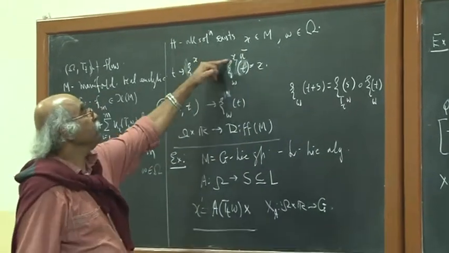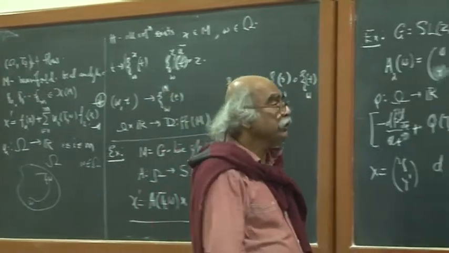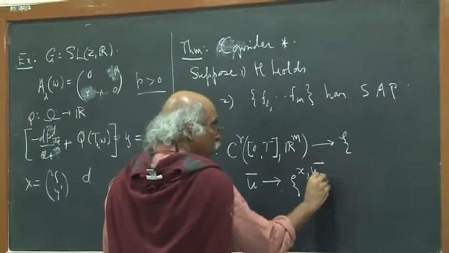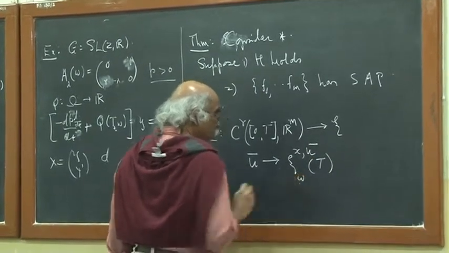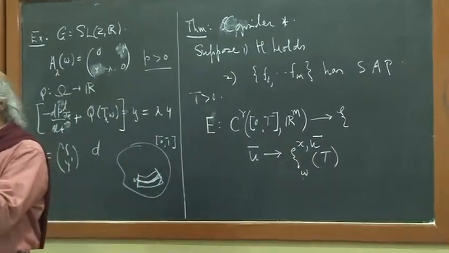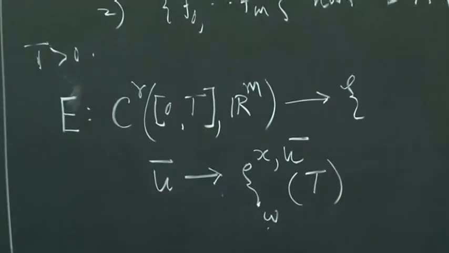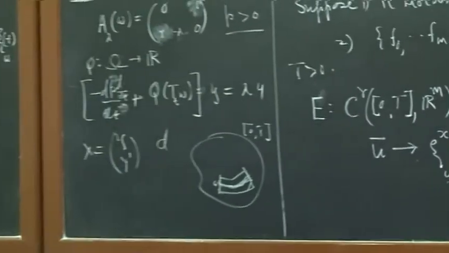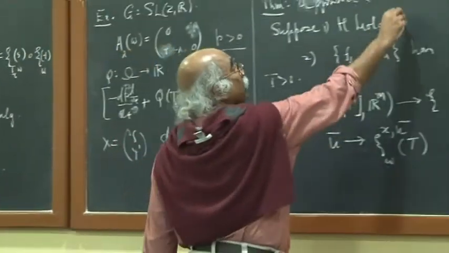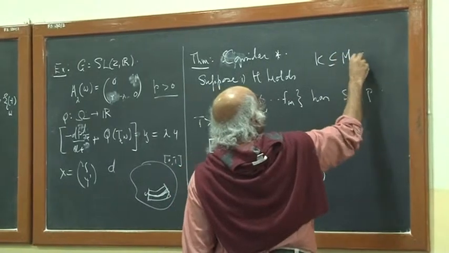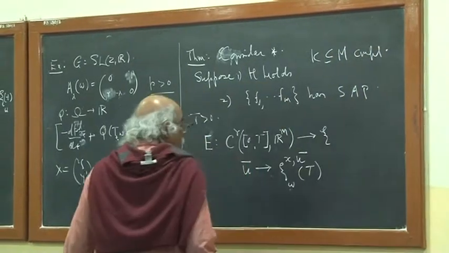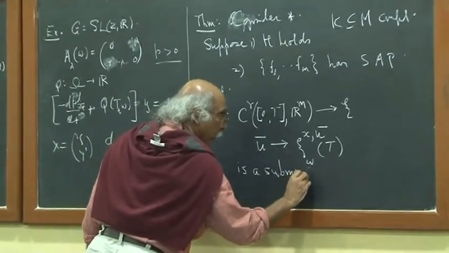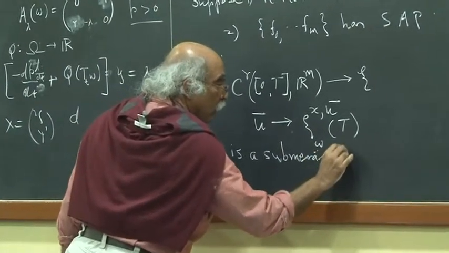So for a fixed omega, fixed x, fixed u bar, I have a solution. So I look at this mapping evaluated at t. This mapping, as a mapping from the C infinity functions on an interval to the manifold M, is a submersion, and this is uniform as x varies over a compact set K. So you are given a K in the manifold, compact, and this is a submersion for all x's in K.